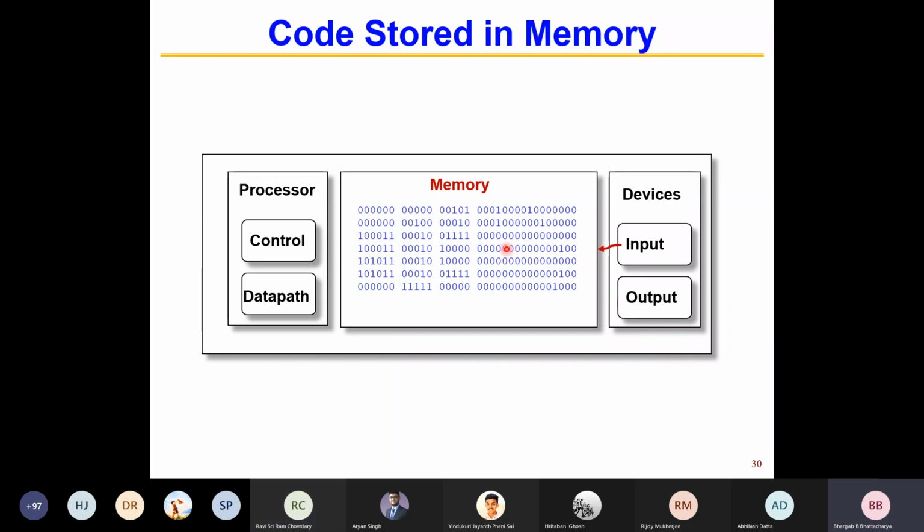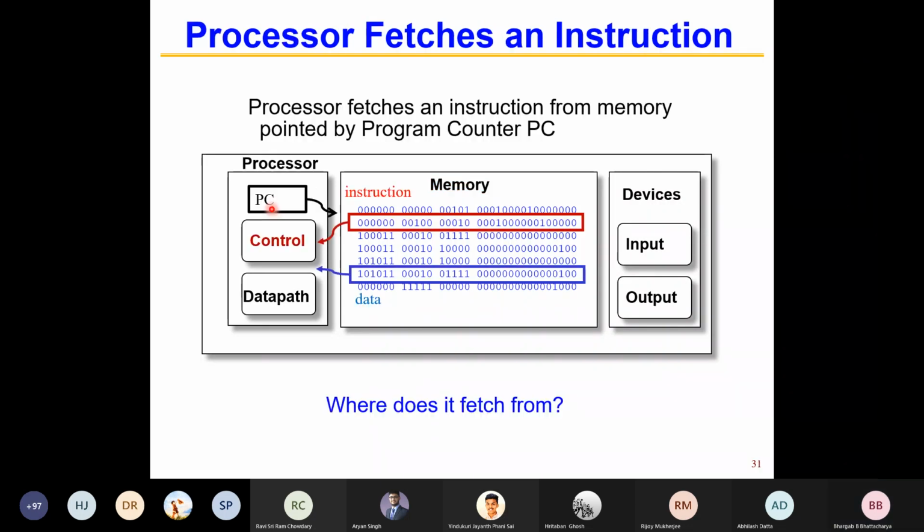When you load into the memory, you need to remember something: you need to know from which location you have stored the program, and from which location you have the data. You also need to know the address of the first instruction loaded in memory. That information has to be passed to the processor to start with. So the program counter should know the starting address, the address of the first instruction loaded in memory.